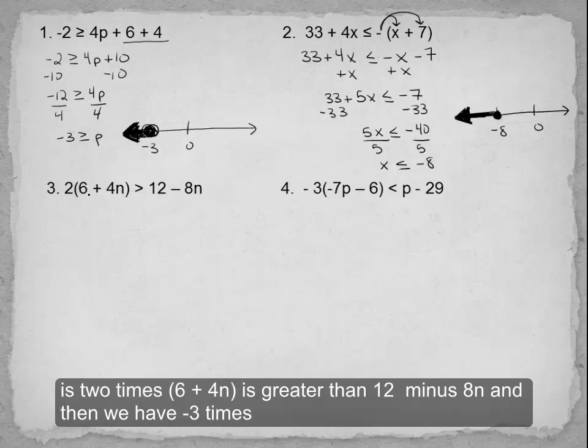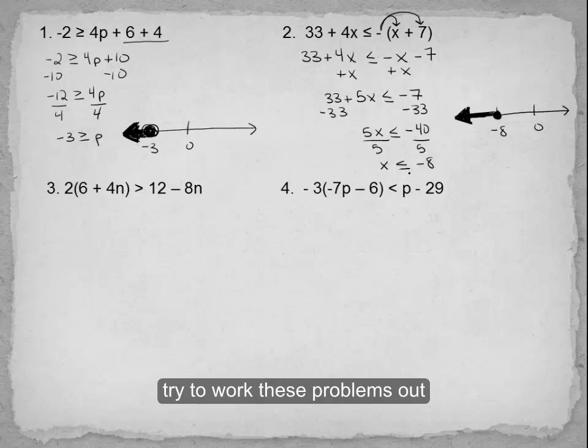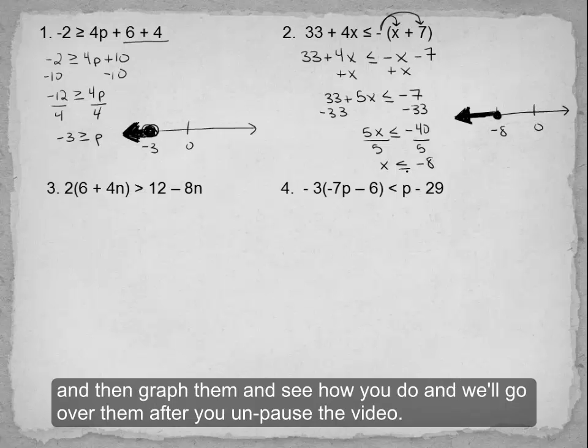is 2 times (6 plus 4n) is greater than 12 minus 8n, and then we have -3 times (-7p minus 6) is less than p minus 29. What I would like you to do now is pause the video for a moment, try to work these problems out, and then graph them and see how you do. We'll go over them after you unpause the video.